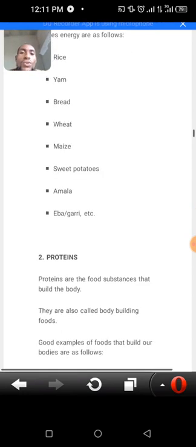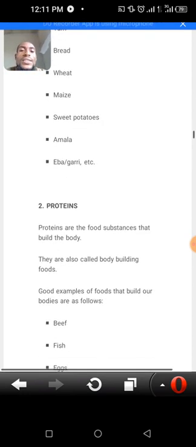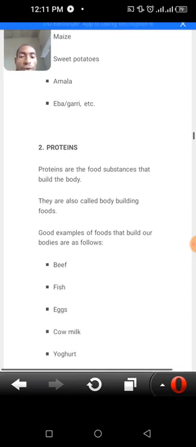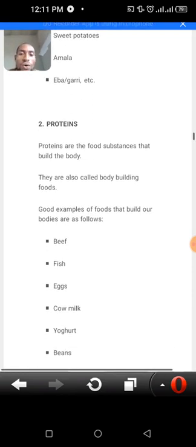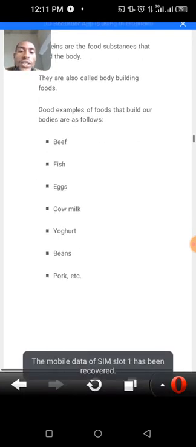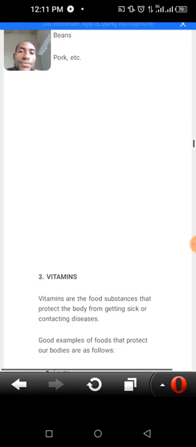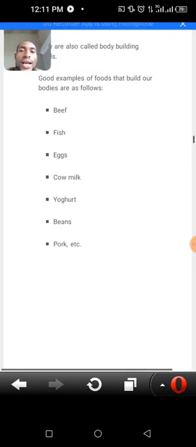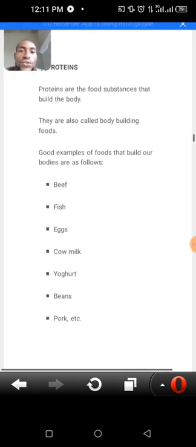Right? So, then number two, we have protein. Protein, they are substances that help us to build the body system. Help us to do what? To build the body system. Right? So, they are called bodybuilding food. Now see? So, examples of such food, they are what? Fish, egg, beans, meat, milk, yogurt, etc. So they are called what? Bodybuilding food, right?